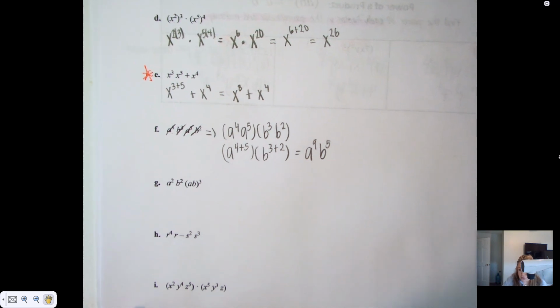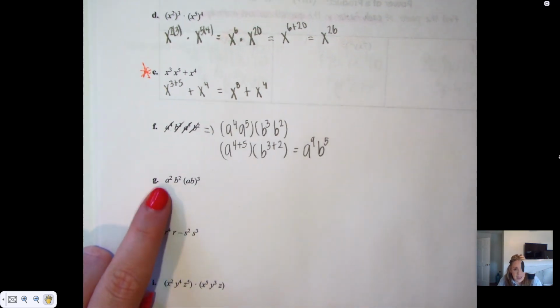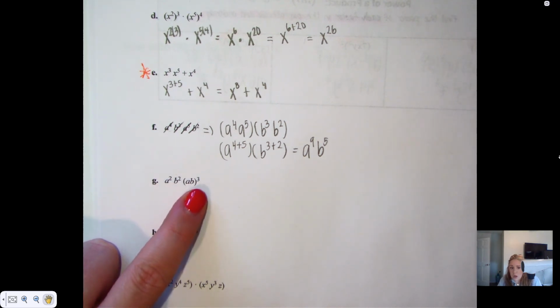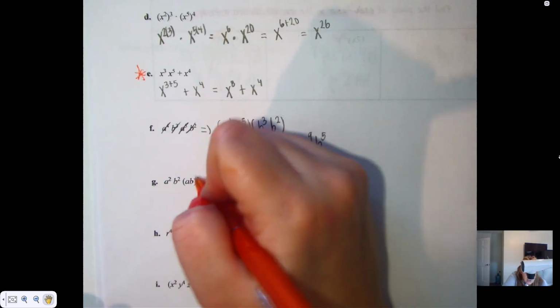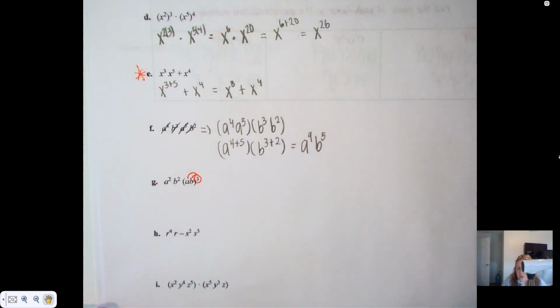Oh, this one's a little tricky. First thing I want you to notice, I have a squared times b squared times ab cubed. Well, this is a power with multiple things inside of it. So that means this power gets to go on these things first. This is no different. You take care of your parentheses first all the time, okay?